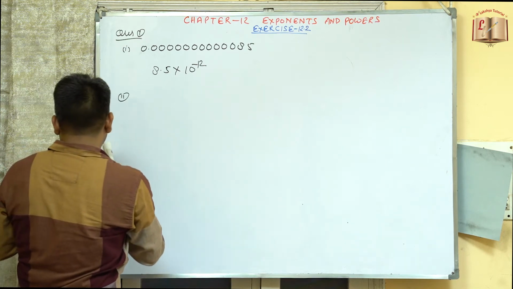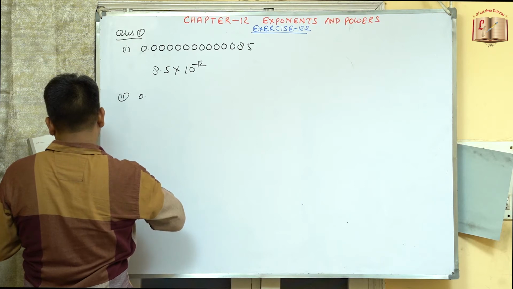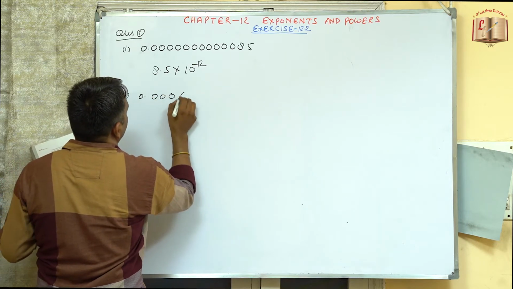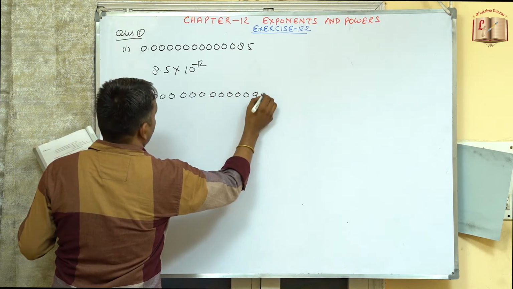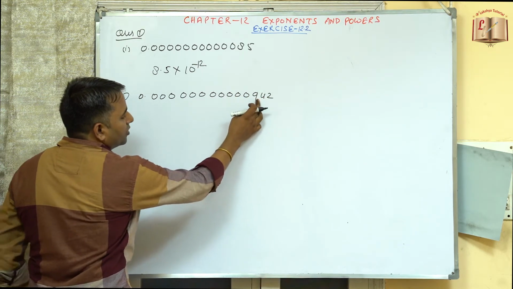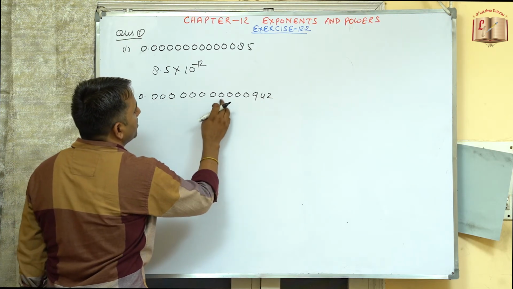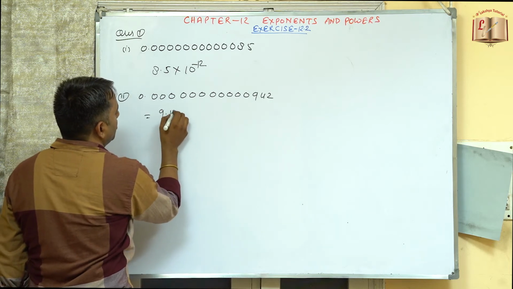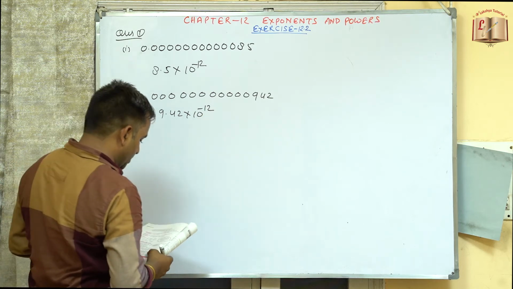Now coming to the second part, this is 0 point, here 2, 4, 6, 8, 10 and 11 zeros, and 942. So again we need to come to the one place only. So this will be 12 places. So this will be equal to 9.42 into 10 to power minus 12.